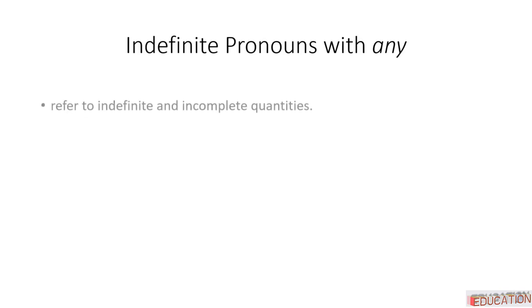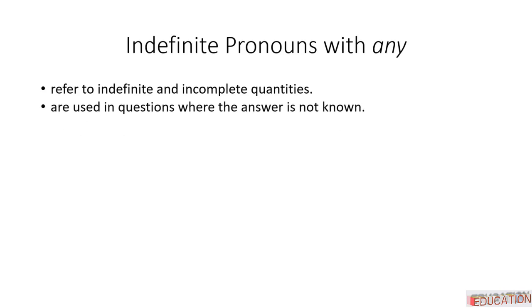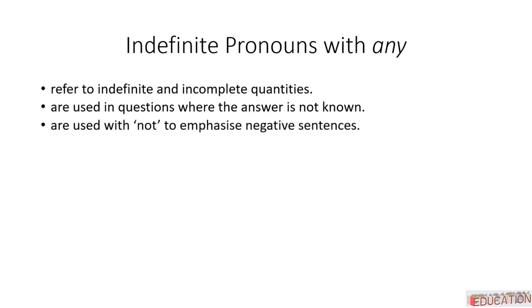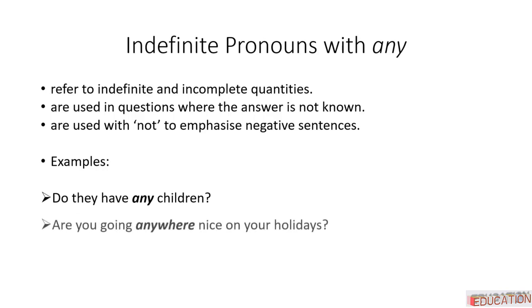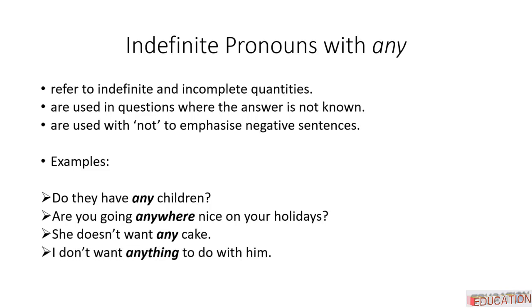Indefinite pronouns with any. These refer to indefinite and incomplete quantities and are used in questions where the answer is generally not known, and are used with not to emphasize negative sentences. So here's some examples. Do they have any children? Are you going anywhere nice on your holidays? She doesn't want any cake. She doesn't want anything to do with him.